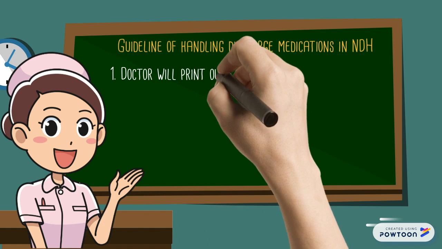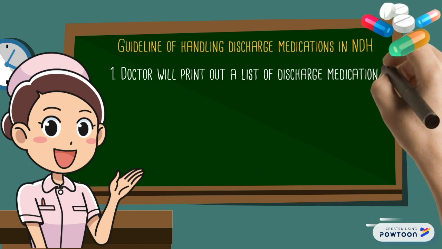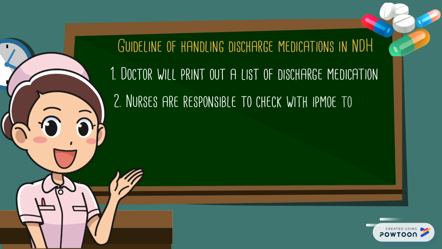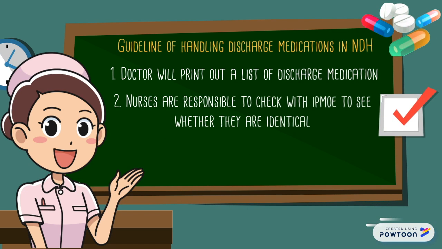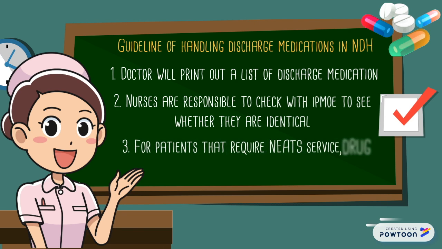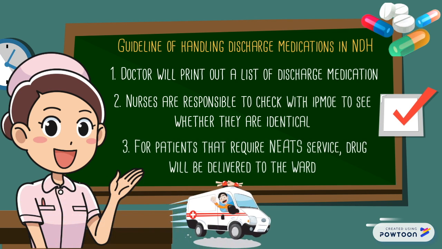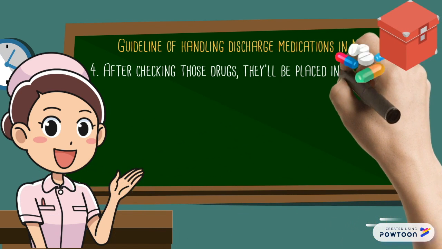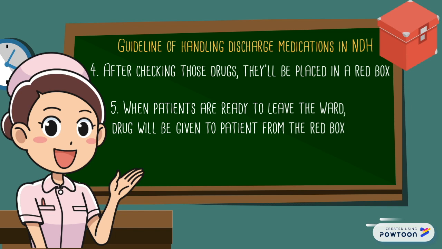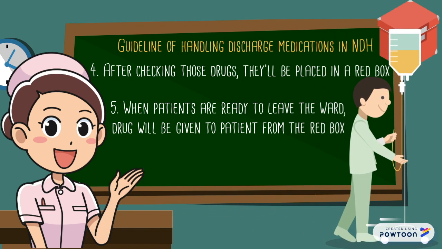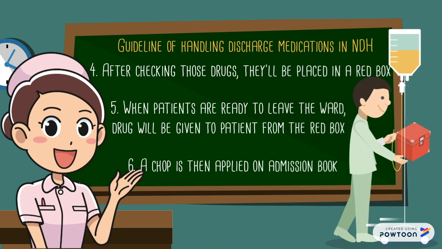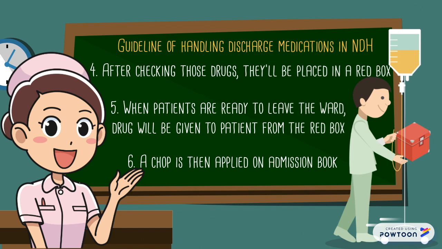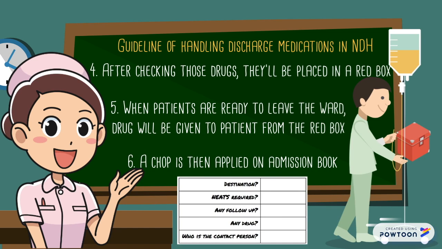First, the doctor will print out a list of discharge medication. Then, nurses are responsible to check with PMOE to see whether they are identical. For patients that require needs service, the drug will be delivered to the ward. After checking those drugs, they will be placed in a red box. When patients are ready to leave the ward, the drug will be given to the patient from the red box. A CHOP is applied on the admission book for staff to fill in discharge information, including destination, needs required, any follow-up or drug, and who is the contact person.